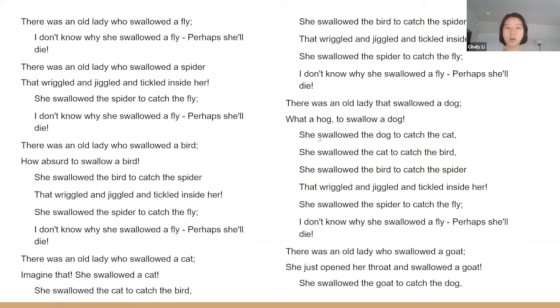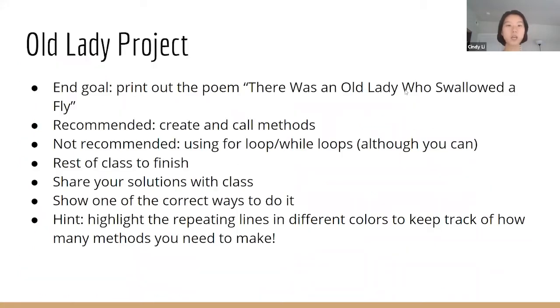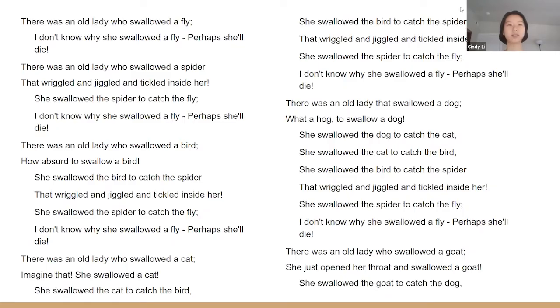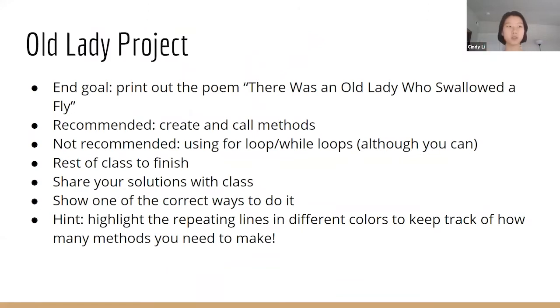And every time she kept eating things, the poem grows longer. And the problem you guys will have to solve is basically to print out this poem using methods. Of course, you can print out the poem by having println and then just printing out every single line, but that is a bit troublesome, and there are more efficient ways to do that, which is using methods, and that's what I want you guys to do. I want you guys to solve this problem using methods.